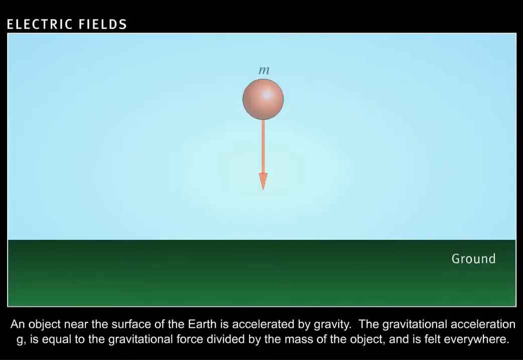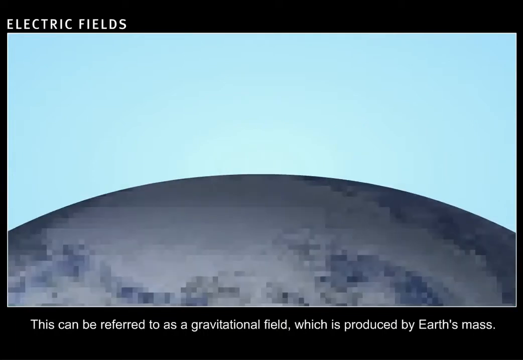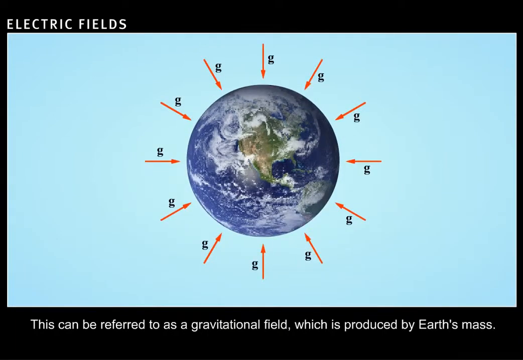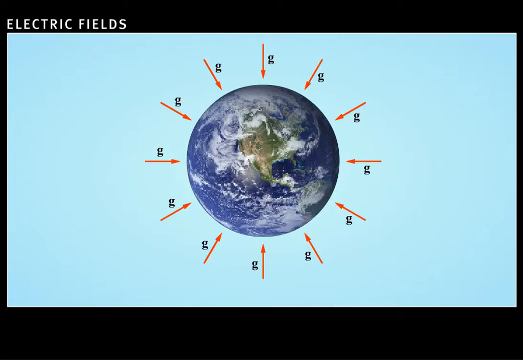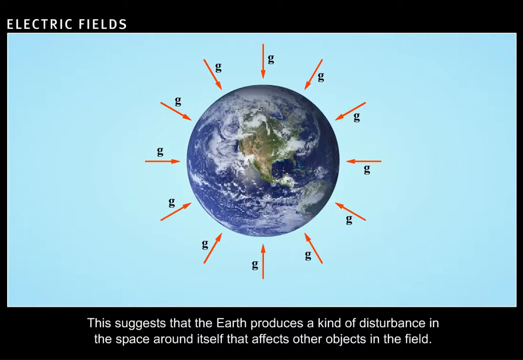An object near the surface of the Earth is accelerated by gravity. The gravitational acceleration g is equal to the gravitational force divided by the mass of the object and is felt everywhere. This can be referred to as a gravitational field, which is produced by Earth's mass. Since gravity has a magnitude and a direction, it is a vector, and thus the gravitational field is a vector field. This suggests that the Earth produces a kind of disturbance in the space around itself that affects other objects in the field.